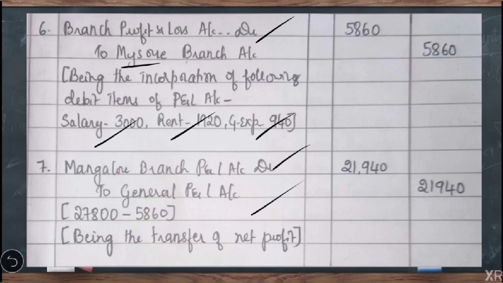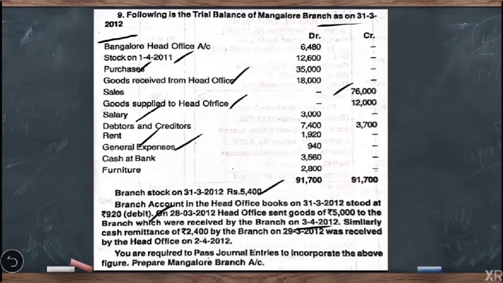Okay. After passing all these entries in the books of head office, we have to pass another two incorporation entries for incorporating the branch assets and liabilities in the books of head office. Okay, let us see what are the assets and liabilities given in this question. They have given debtors amounting to 7,400, then cash at bank balance is given, furniture is given and closing stock. Okay, there are only 4 assets at the branch.